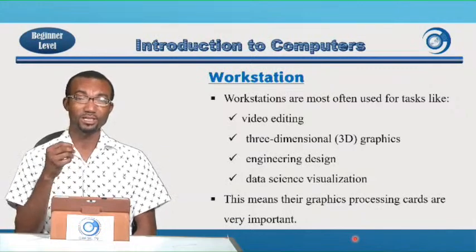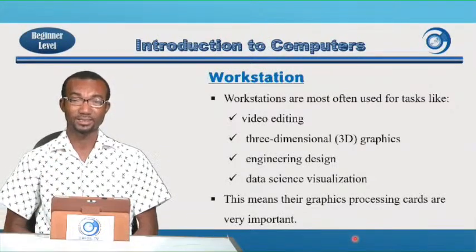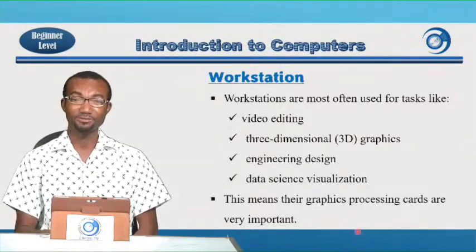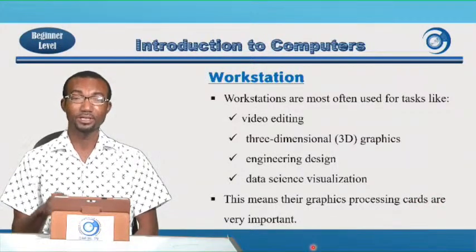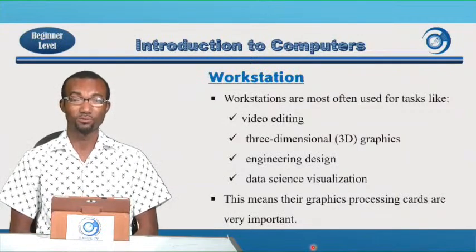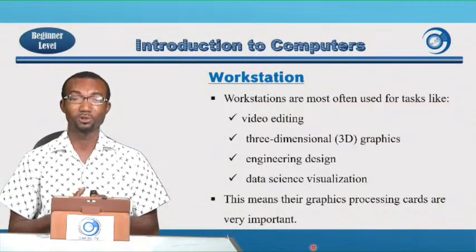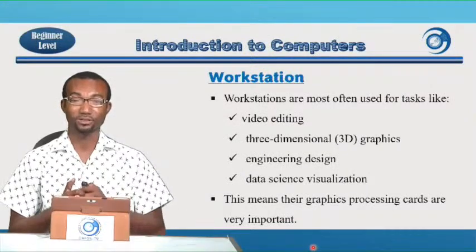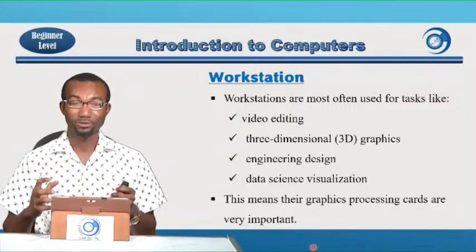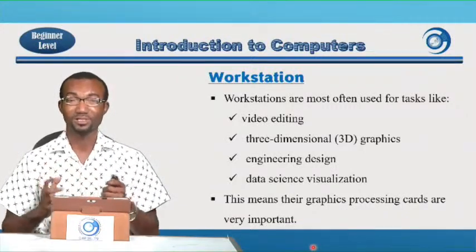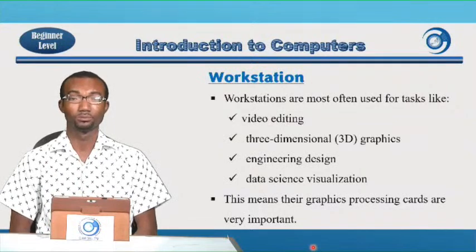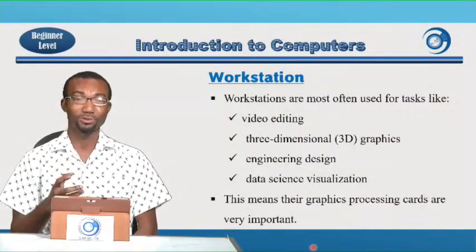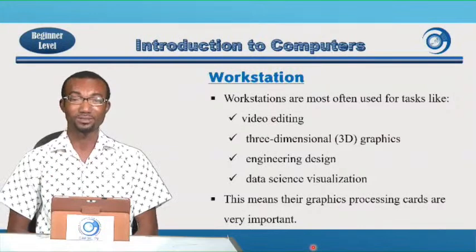If a workstation is used for all these tasks, then it means that their graphics processing cards are very important, because they process large volumes of graphics. When we talk about graphics, we are talking about images, motion pictures, graphs, and so on. So remember that workstations are more powerful than the normal desktops that we know.